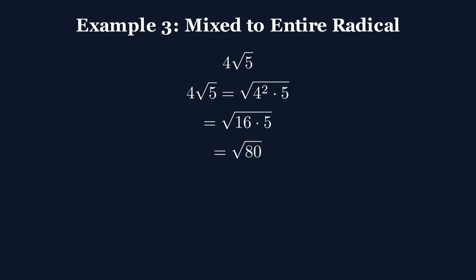Example 3. Convert 4 square root 5 into an entire radical. The number outside is 4. Move it inside by squaring it. So 4 square root 5 becomes square root of 4 squared times 5. That is square root of 16 times 5, which is square root 80.